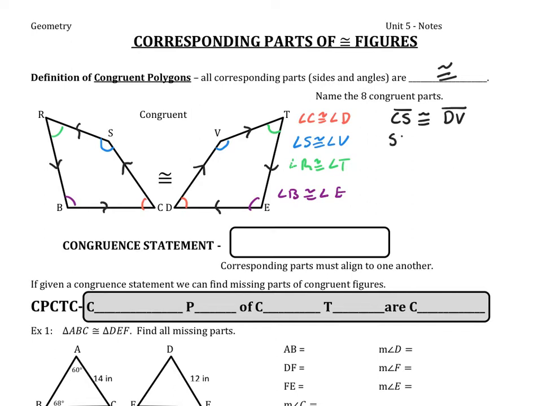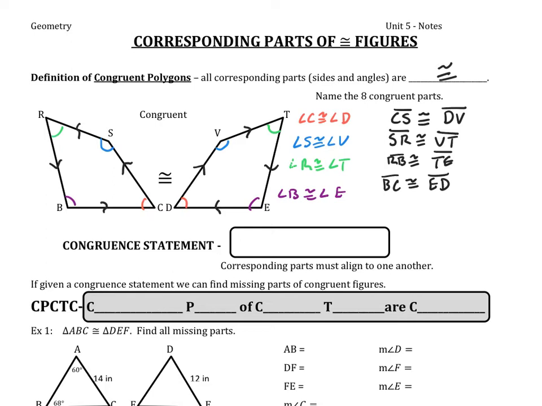So that means that SR is congruent to VT. RB is congruent to TE. And last, we have that BC is congruent to ED. All right, so make sure you have your appropriate segment notation and make sure you're consistently going in the correct direction depending on where you started from.